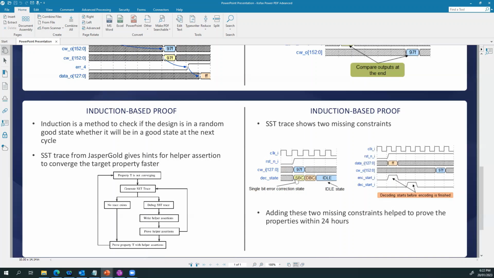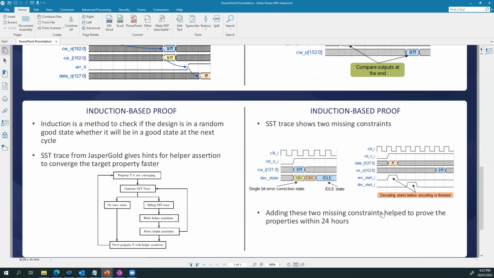So in our case, the SST trace shows 2 missing constraints. The first one is here, where you can see that the error correction state comes even before the idle state, which is wrong. On the other hand, we have another missing constraint, where we can see that the decoding starts even before the encoding is finished. So for example, we have encoder start high here, and just after 1 clock cycle, we see that the decoder start I is also high, which is wrong because the encoding has not yet finished.